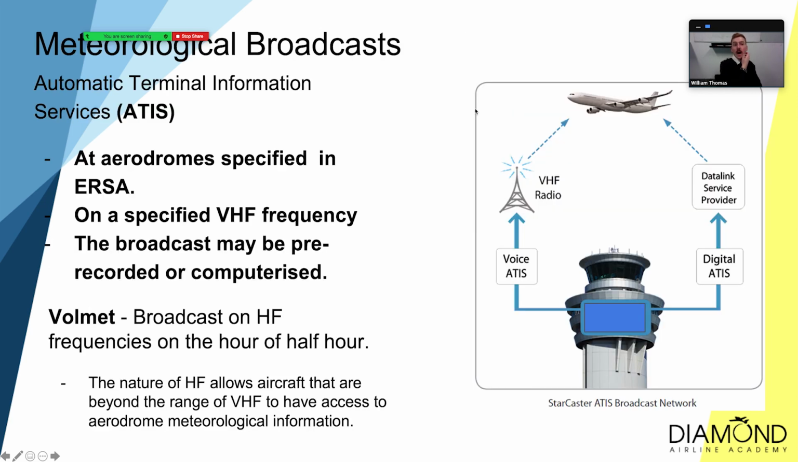All right, broadcast, automatic terminal information services. So some aerodromes, usually your controlled aerodromes, they'll be specified in the ERSA, have an ATIS on a specific VHF frequency. Broadcasts can either be recorded or computerized, and it comprises both meteorological information and also operational information. For instance, which runway is active.